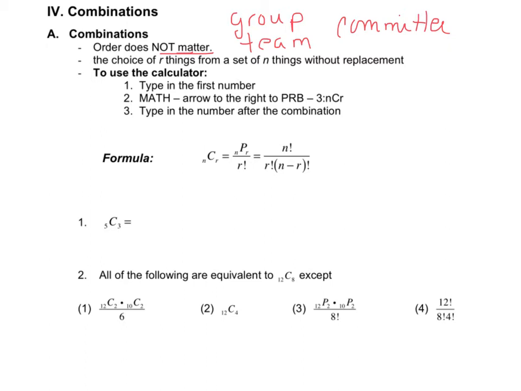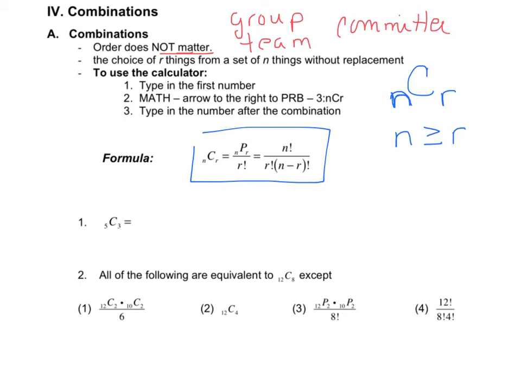Now, combinations is very similar to permutations as far as putting it in the calculator. You put the first number in first. You then hit math, scroll over to PRB. But now you're going to go to number 3 for combinations, and then you put the second number in and then hit enter. But when you're doing a combination, just like a permutation, your n value has to be greater than or equal to your r value. So you have to make sure that your n value is either bigger or equal to your r value. All right, here's the formula doing it by hand, but I'm sure you don't want to do it by hand. You'd probably want to put it in the calculator.